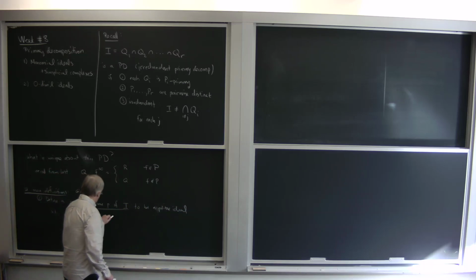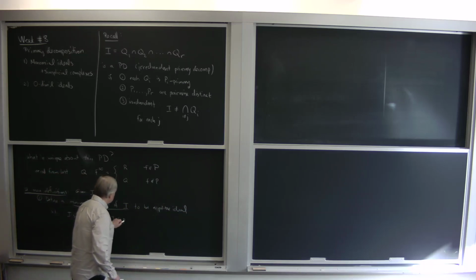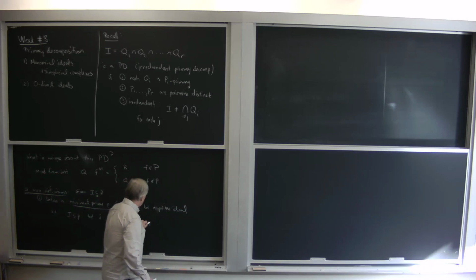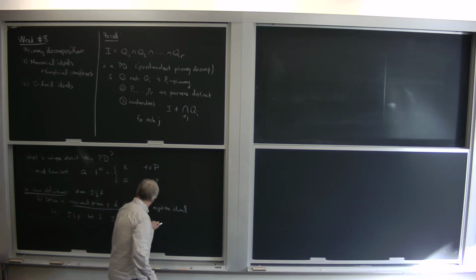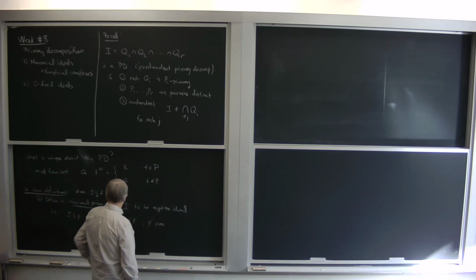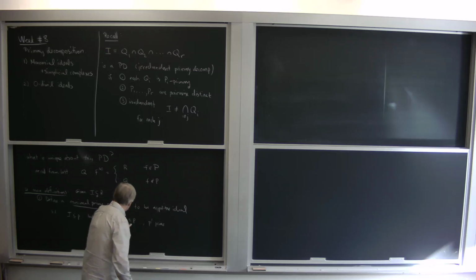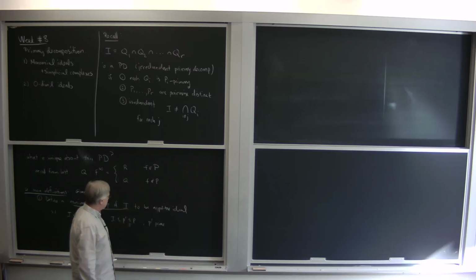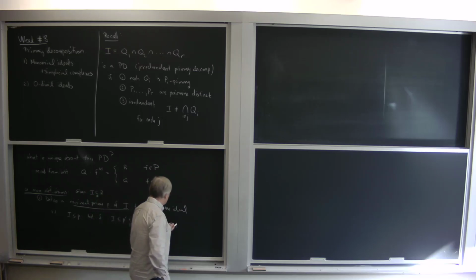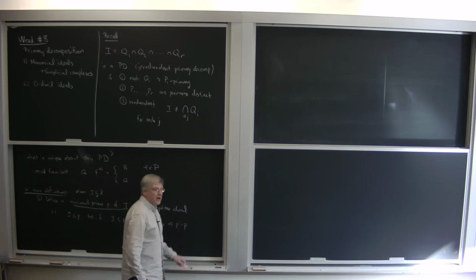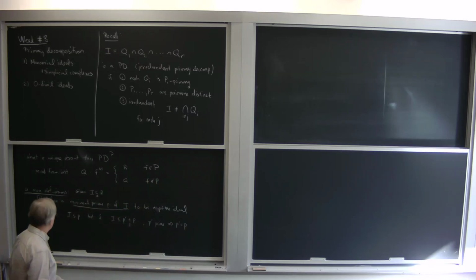If I is contained in P' and P' is contained in P, and P' is prime, that doesn't happen unless P' equals P. I'll just say it's contained in there. That implies that P' equals P. So those are the minimal primes containing I.